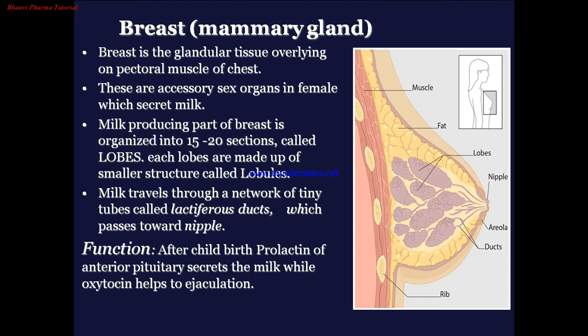What is the function of the breast? After childbirth, the prolactin hormone, one of the anterior pituitary hormones, secretes the milk, while oxytocin helps to eject the milk.